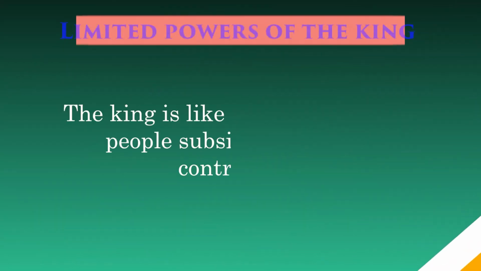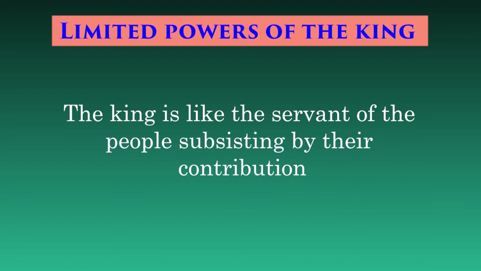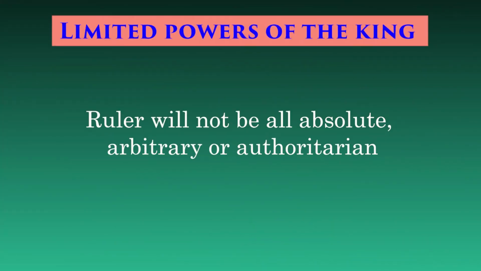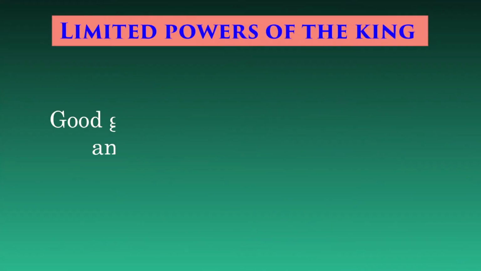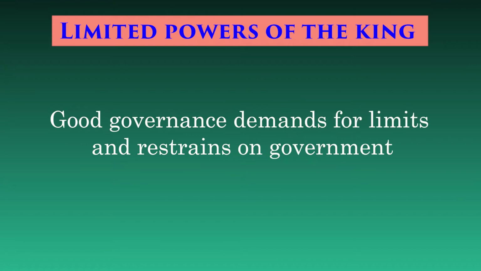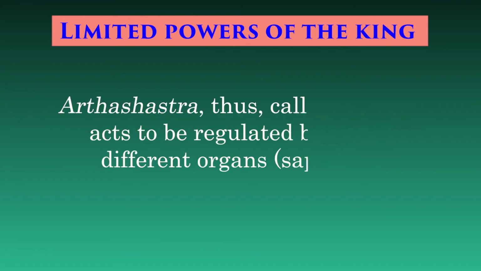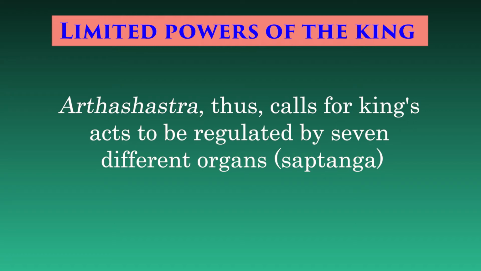The next aspect of good governance entailed in the Arthashastra is limited powers of the king. The king is like the servant of the people, what we know today as a constitutional servant. The leaders do not have unlimited powers. Similarly, the king or the Raja also had limited powers. He was not an absolute arbitrary ruler. Good governance definitely demands limits and restraints of the government. Arthashastra thus calls the king to act in a very, very regulated manner.